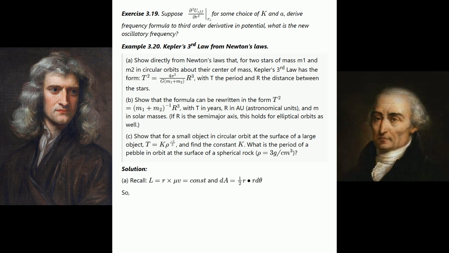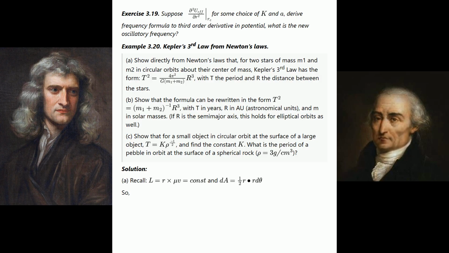Example 3.20. Kepler's third law from Newton's laws. A. Show directly from Newton's laws that, for two stars of mass m1 and m2 in circular orbits about their center of mass, Kepler's third law has the form T squared equals 4 pi squared over G times m sub 1 plus m sub 2, times r cubed, with T the period and r the distance between the stars. B. Show that the formula can be rewritten in the form T squared equals m sub 1 plus m sub 2 to the minus 1 power times r cubed, with T in years, r in astronomical units, and m in solar masses.